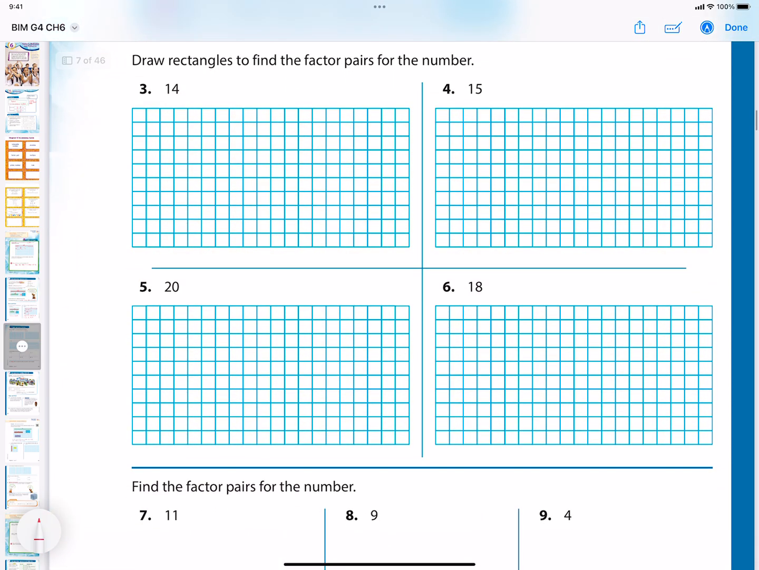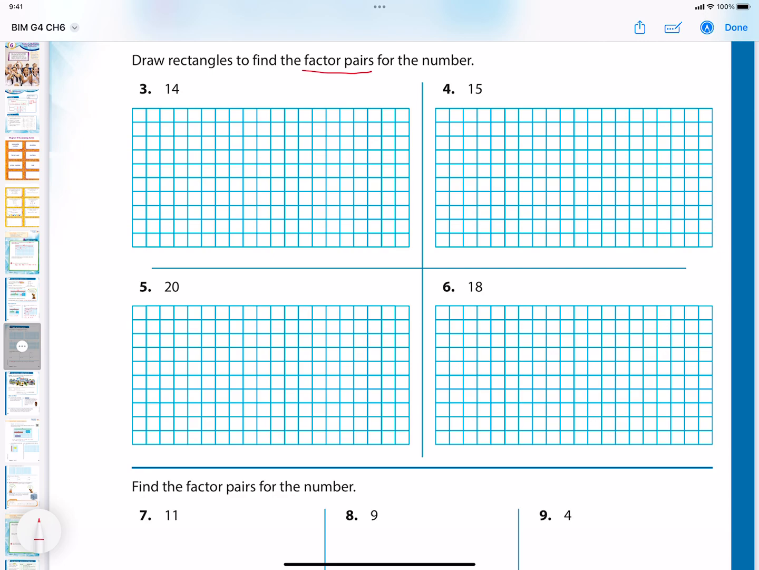Number 3. Okay, this is your turn now. I want you to pause my video, and then you can solve the problems and find out how many factor pairs you can find, okay, for each number. And then you can unpause when you're done with number 3 and check your answer with mine, and then you can move on, okay? And we'll see. Draw rectangles to find the factor pairs for the number.